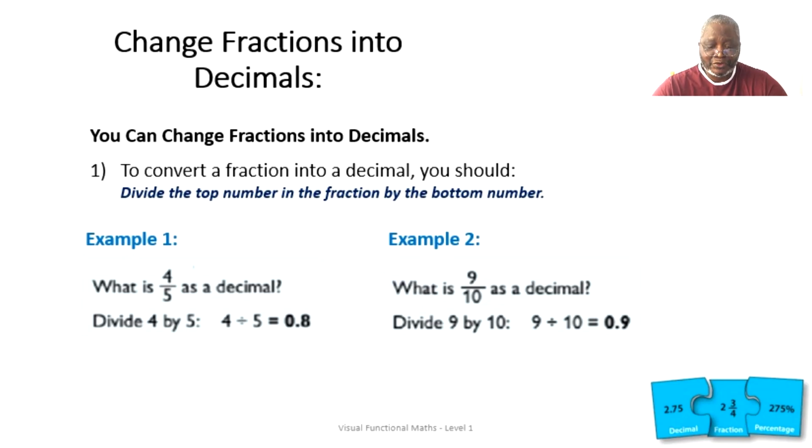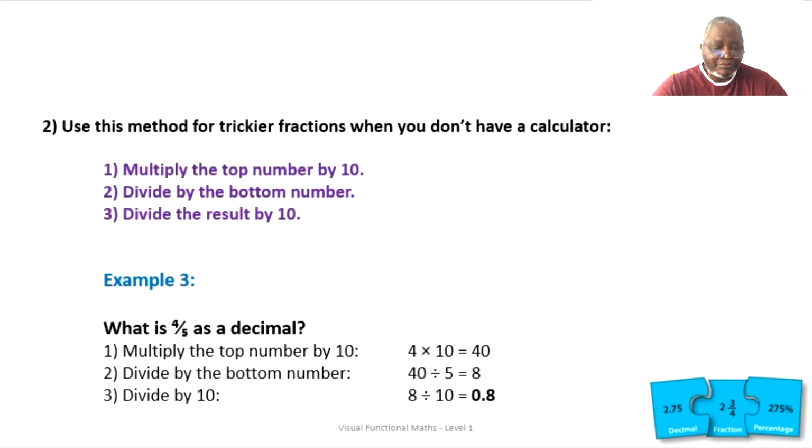Remember, in an exam, if you're not specifically told not to use a calculator, then you can use a calculator. Okay? So if you key these numbers into your calculator, you'll get your answer. But it's always useful to know how to do it without a calculator. Use this method for trickier fractions when you don't have a calculator. So this is how we do it without a calculator. Multiply the top number by 10, divide by the bottom number, and then you divide your result by 10.